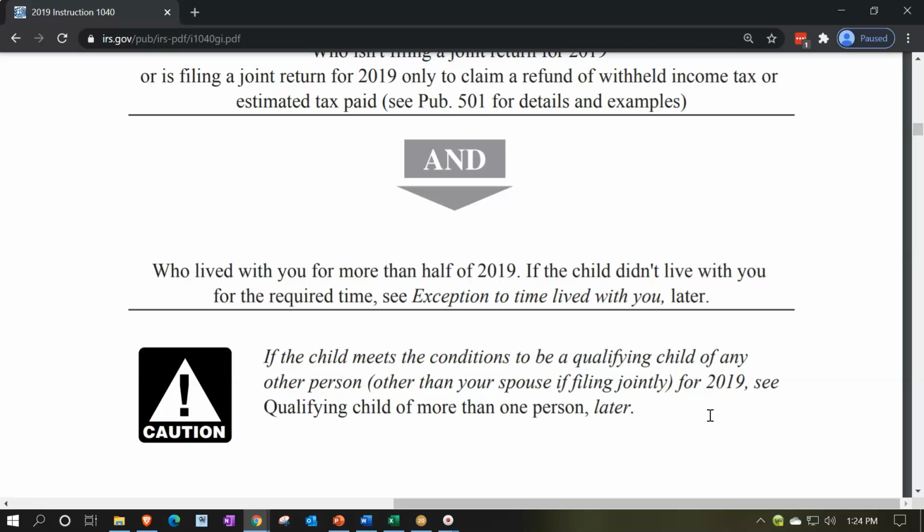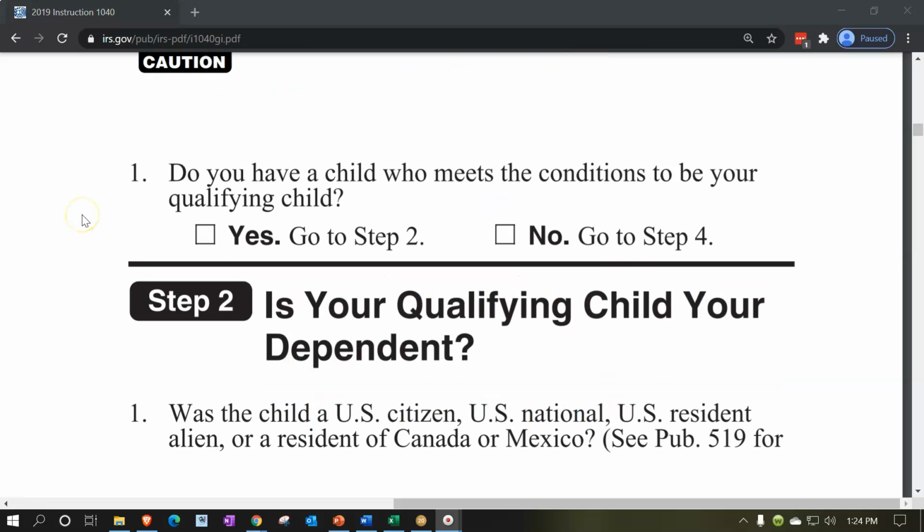The general rule is you can't usually report a dependent on two different tax returns. So then there's a question about, what are you going to do in a situation where you have a joint custody type of situation? Next we have, do you have a child who meets the conditions to be your qualifying child? If yes, we're going to go to step 2. If no, we'll go to step 4. So we're going to say yes in this case, and we're going to go to step 2.